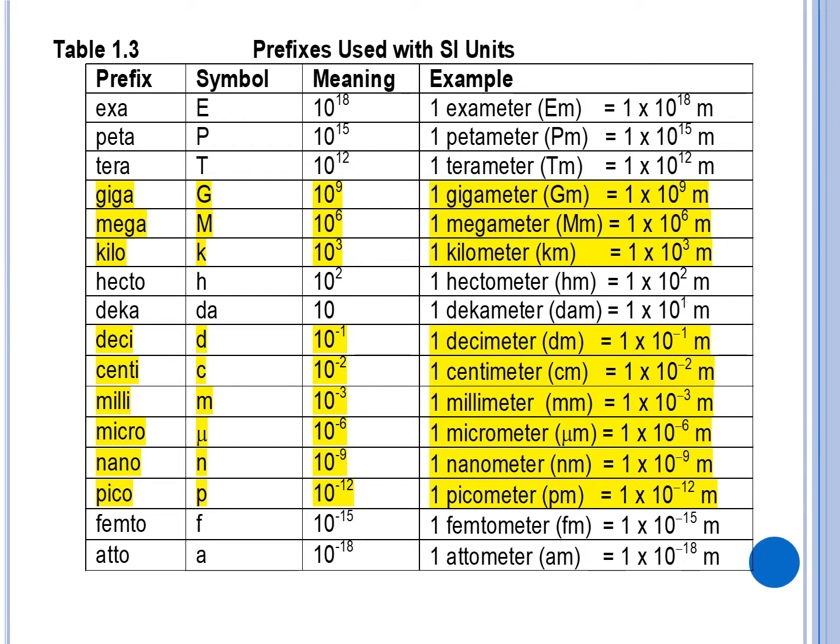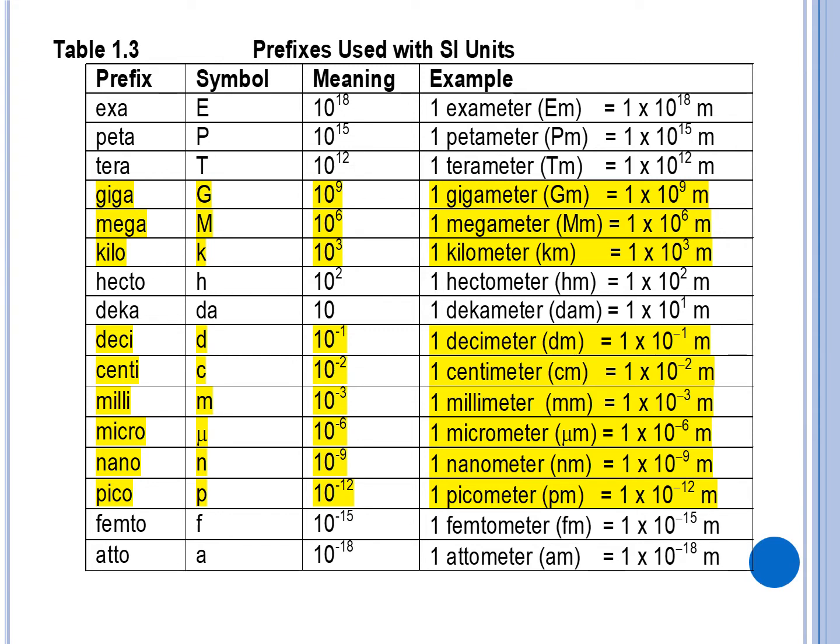So look at the yellow ones. The yellow ones are the prefixes that we always use. For example, giga, the symbol is G, that is 10 power of 9. So 1 gigameter is 1 times 10 power of 9. Giga, mega, kilo are among the useful prefixes. And then we have deci, centi, milli, micro, nano, and pico.